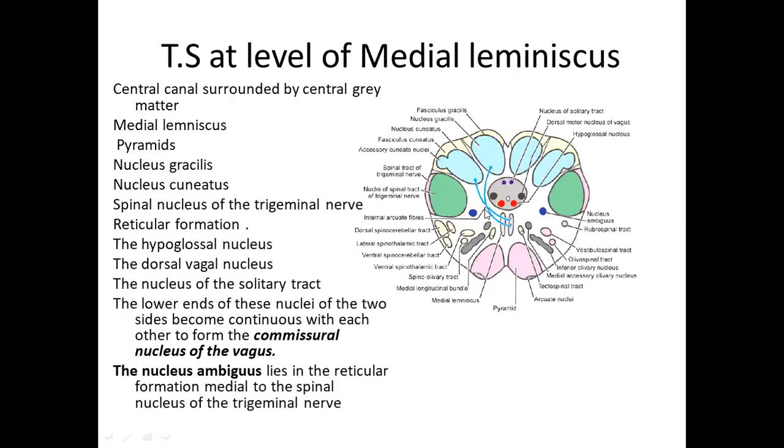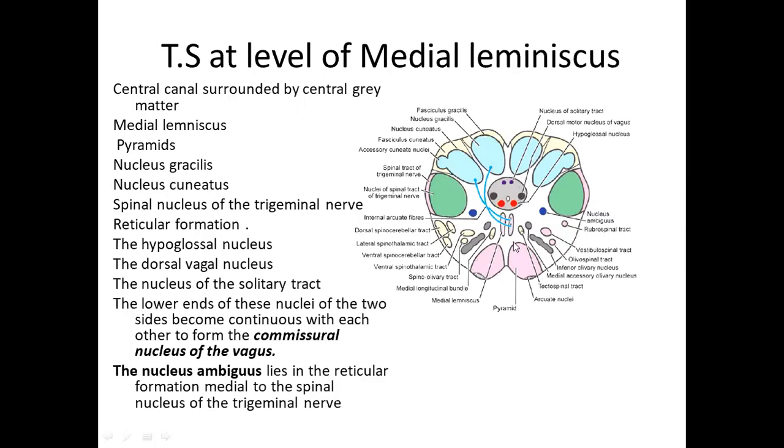Now, because of these internal arcuate fibers, the central gray matter is divided into a central part and a lateral part, which is represented by the nuclei of the spinal tract of the trigeminal nerve. This is more prominent at the medial lemniscus level, and is capped by its own tract, right? Then the central gray matter is occupied from medial to lateral side by the hypoglossal nucleus, the dorsal motor nucleus of the vagus, and the nucleus tractus solitarius.